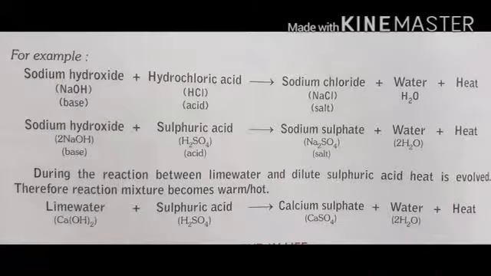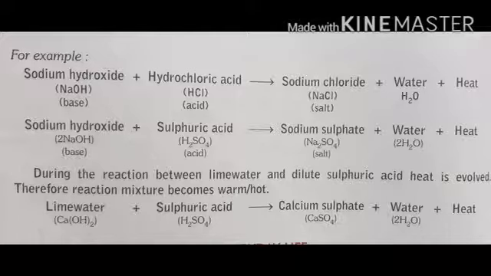Now see some neutralization reactions. Sodium hydroxide plus hydrochloric acid gives sodium chloride plus water plus heat. Sodium hydroxide is NaOH and hydrochloric acid is HCl. Sodium chloride is NaCl and water is H2O. Now the equation is NaOH plus HCl gives NaCl plus H2O. Now the second, sodium hydroxide plus sulfuric acid gives sodium sulfate plus water plus heat.